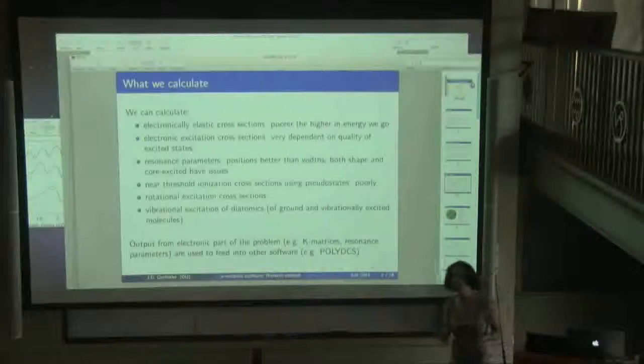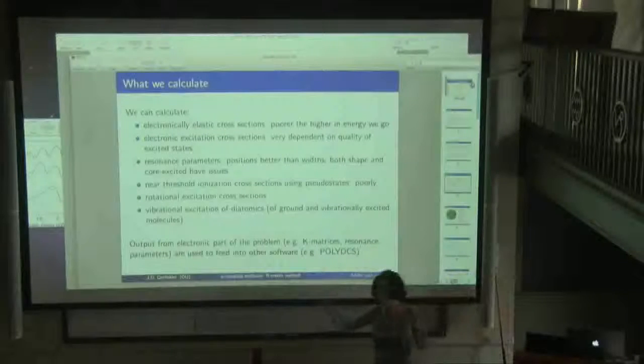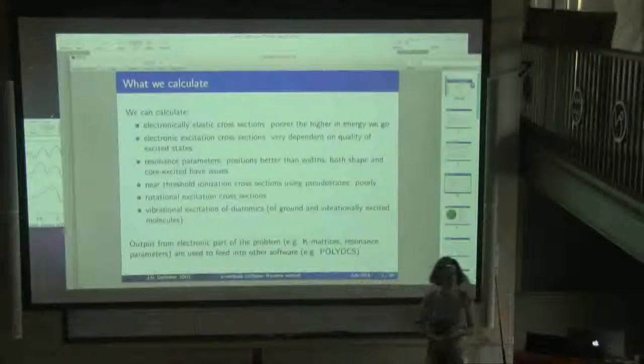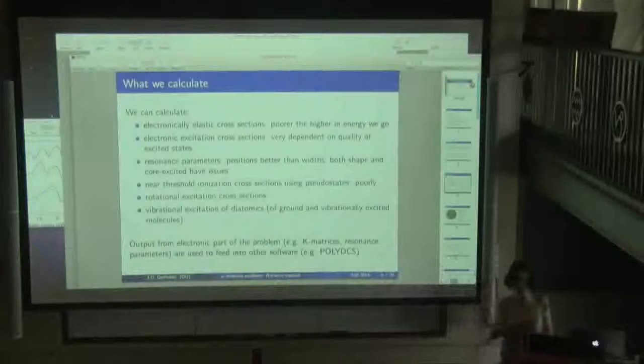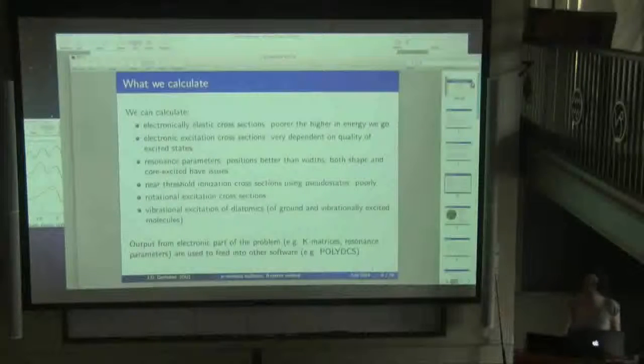And then, of course, we can use these electronic results, for example, K matrices, T matrices, to do other calculations for vibrational excitation, rotational excitation, so we feed our electronic data into other software. And Carol will talk about how he uses some of the R-matrix data for other processes.